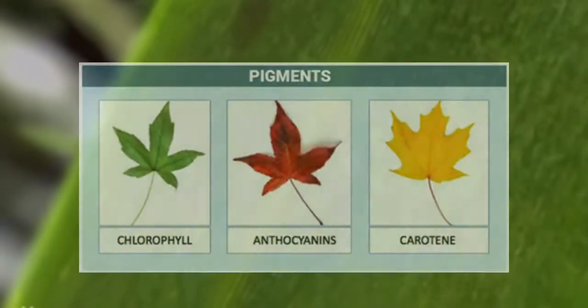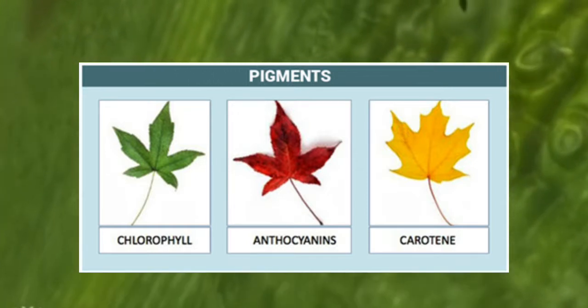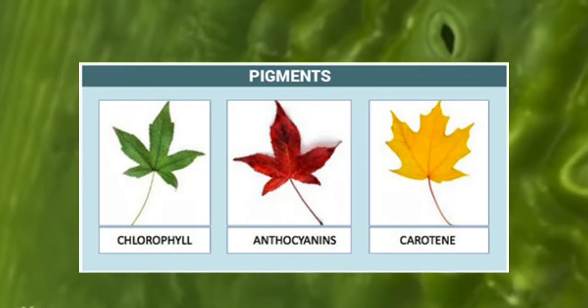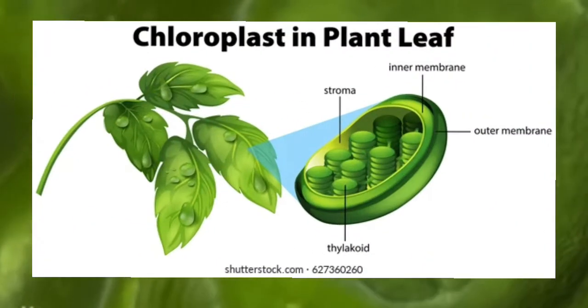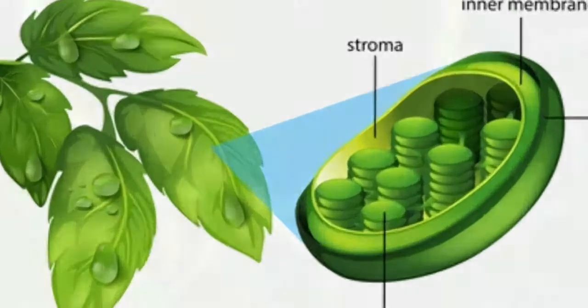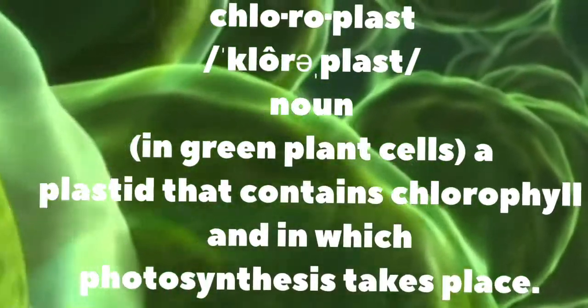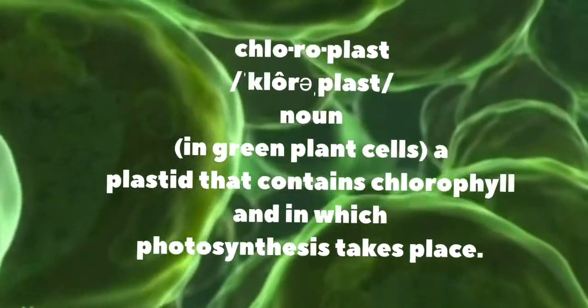Pigments make photosynthesis happen. Alright? And we'll find these pigments within the chloroplast of plant cells. The chloroplast is just a little plant organelle. But this chloroplast isn't some little sack of chlorophyll.